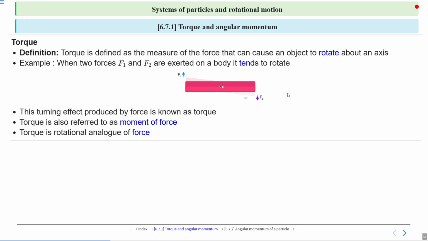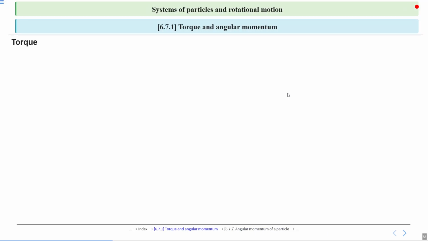One more example, opening a door. Applying force at the handle, far from the hinge, gives high torque and the door turns easily. Applying the same force close to the hinge, the distance is small, so the torque will also be small and it will be harder to turn. In real life, we change the distance to increase torque.